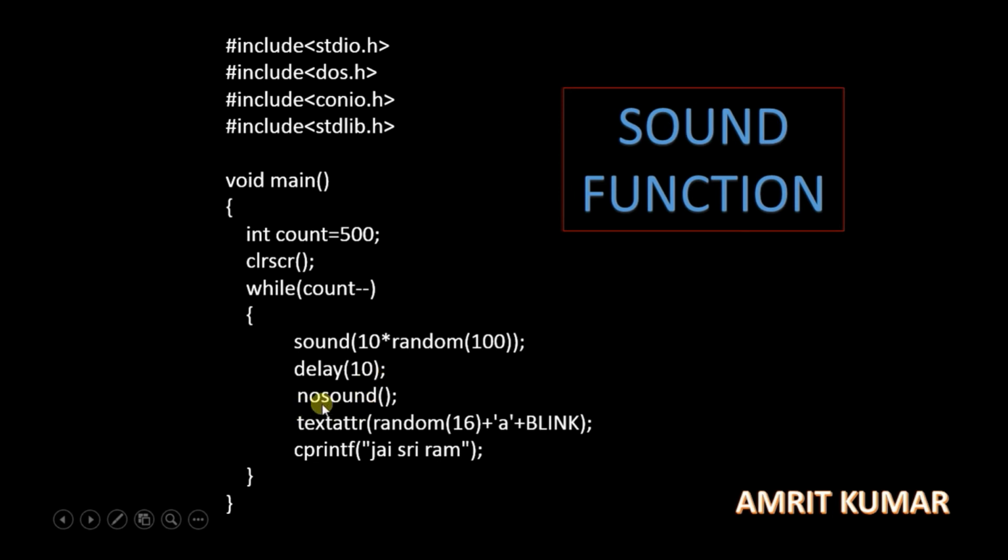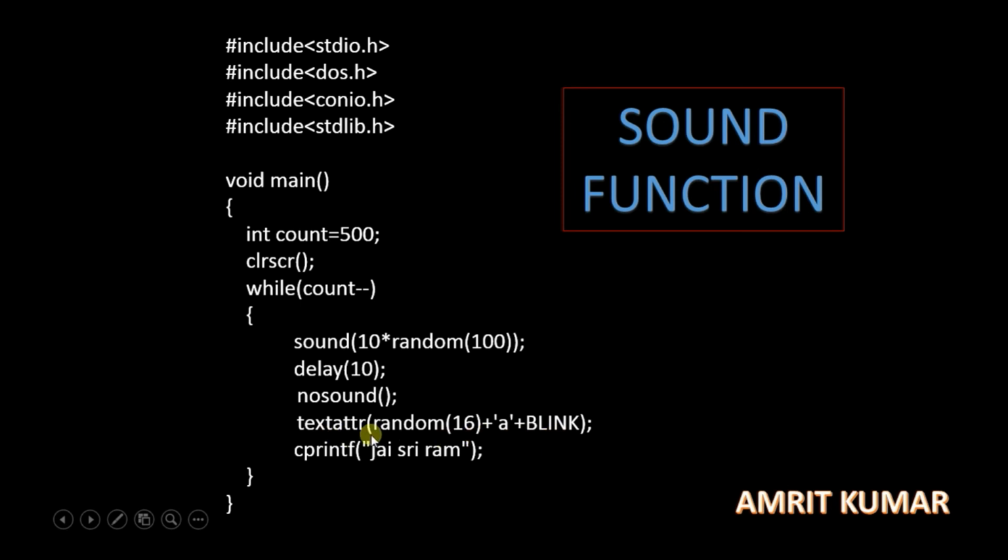Then I am using the function nosound. After the delay function, nosound will execute, and the nosound function helps us stop the sound. Then after that I am using another property, that is textattr. Textattr means text attribute, and that attribute is a random plus blinking of the random number, meaning the random number will go on and the blinking will also follow with it.